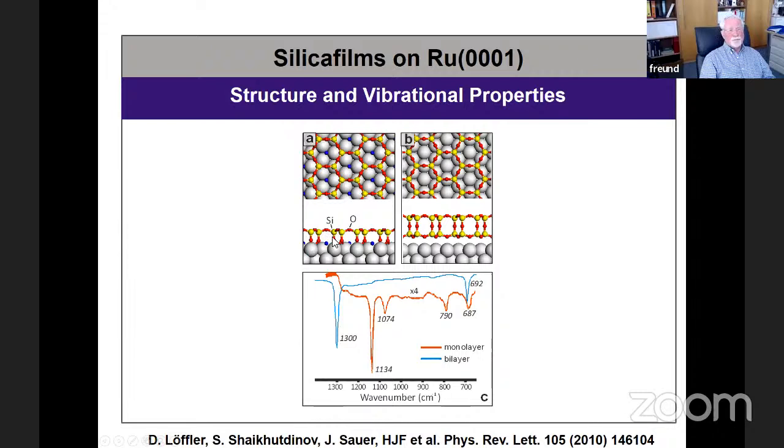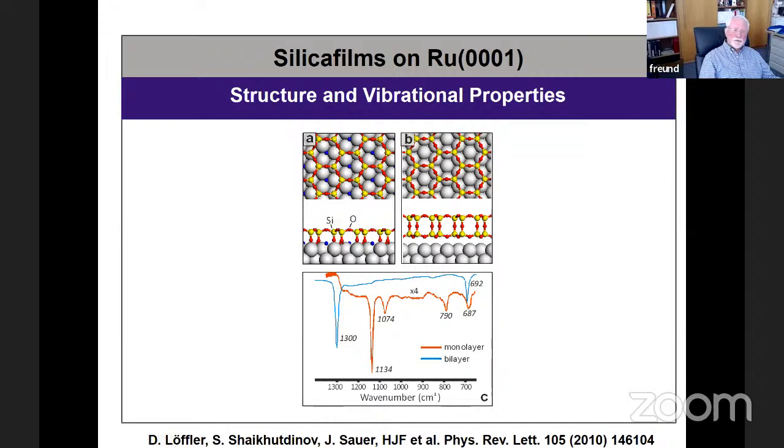But there is another very interesting possibility. If you flip that monolayer around and you put another monolayer on top, then you get a bilayer. This bilayer has exact SiO2 stoichiometry, opposite to this one, which is more Si2O5. And you can see in the infrared, this is the monolayer with a strong silicon oxygen bond. And this is the bilayer, which has no direct bond to the substrate. It's basically bound to the substrate by dispersive forces. And that opens, of course, a possibility.